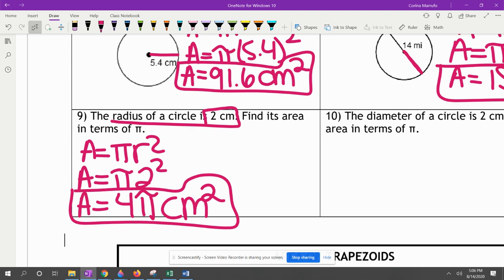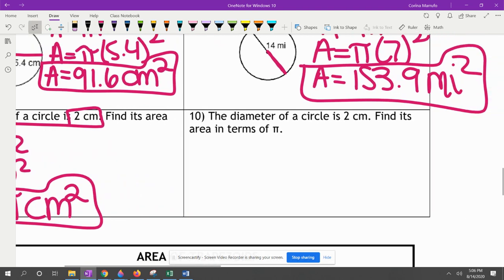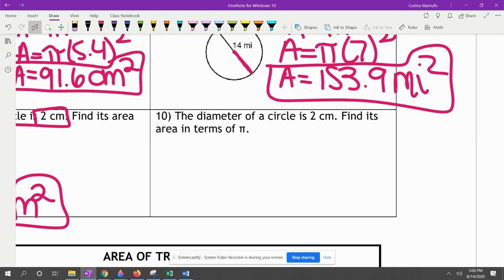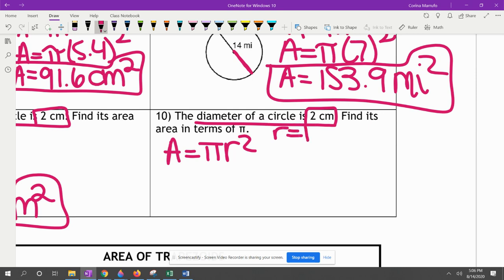Okay, the next one. The diameter of a circle is 2 centimeters. Find its area in terms of pi. So area equals pi r squared. They don't give us the radius, they give us the diameter. So if the diameter is 2, that means the radius is 1. So we plug it into the formula, pi 1 squared. 1 times 1 just gives us 1, so area equals 1 pi.